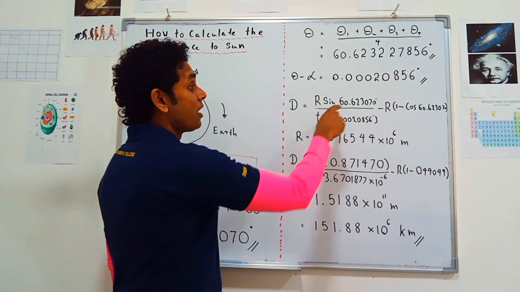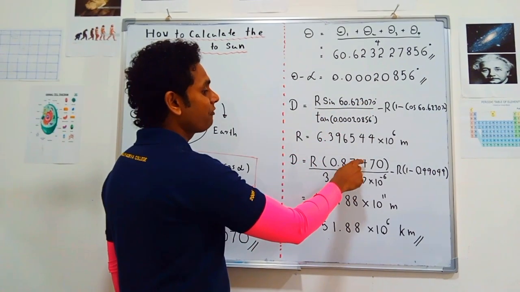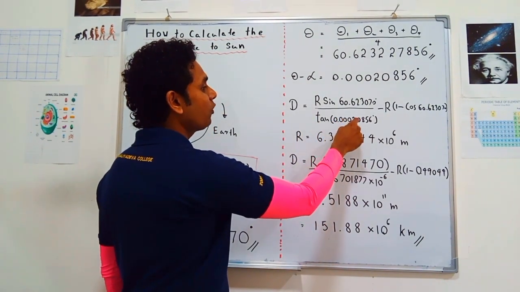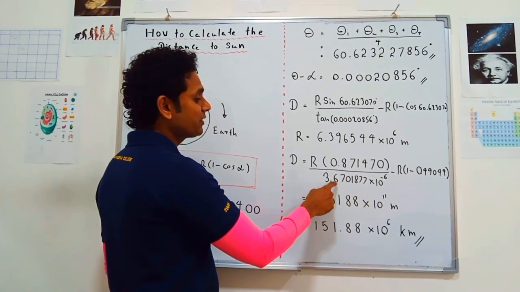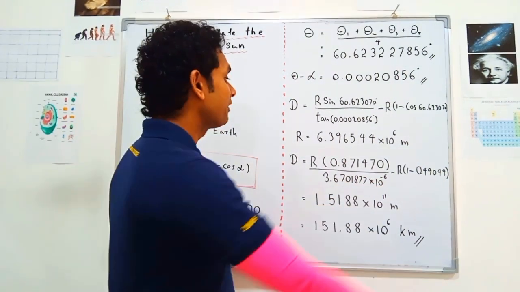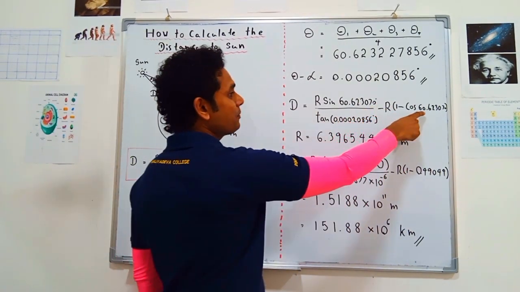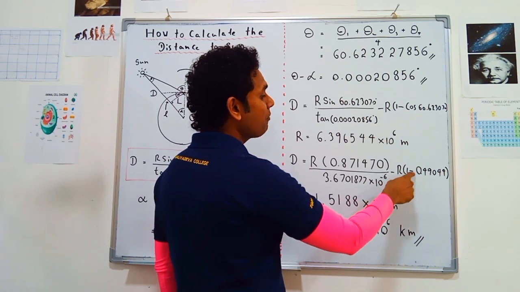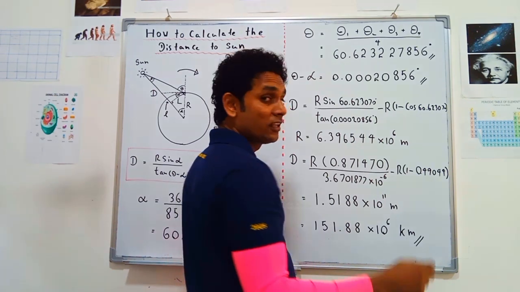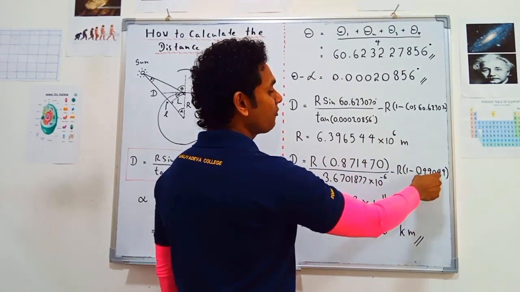Finally, sine 60.623070 is 0.871470, divided by tan 0.00020856, which means 3.671877 multiplied by 10 to the power minus 6. Then R times 1 minus cos 60.623070, which means 1 minus 0.49044, because cos alpha is 0.49044.